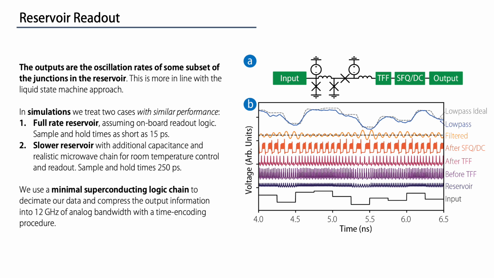The specific operation of this output chain is shown on the right side of the slide, passing through an output junction, a buffer, a toggle flip-flop, and then an SFQ DC, which effectively gives a non-return to zero output with the time encoding of the information. Ultimately, we achieve this blue trace, this reconstructed low-pass filter of the output oscillation rates of the junctions, and we compare to the ideal case, low-passing the junction oscillations directly. We see that they compare favorably.